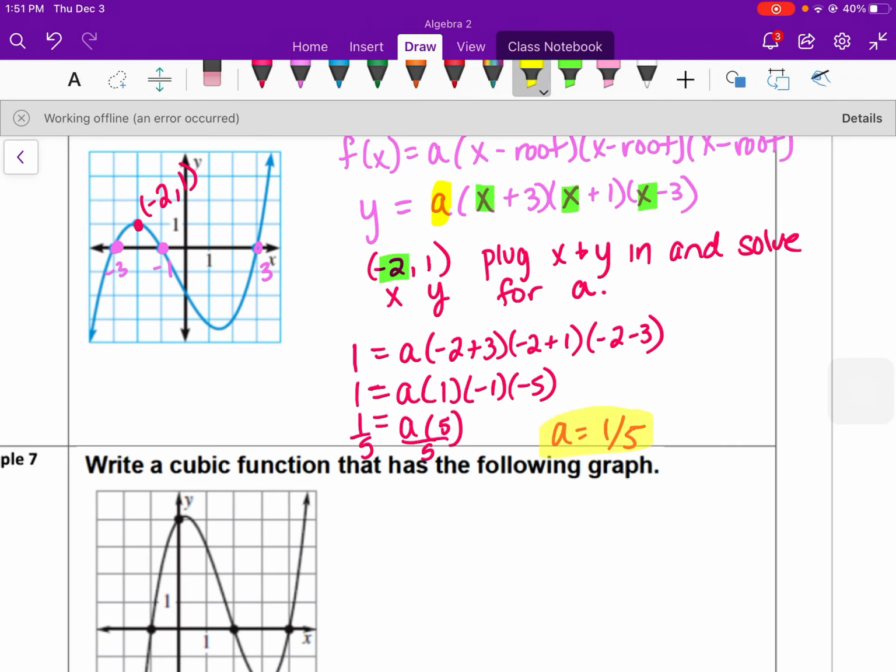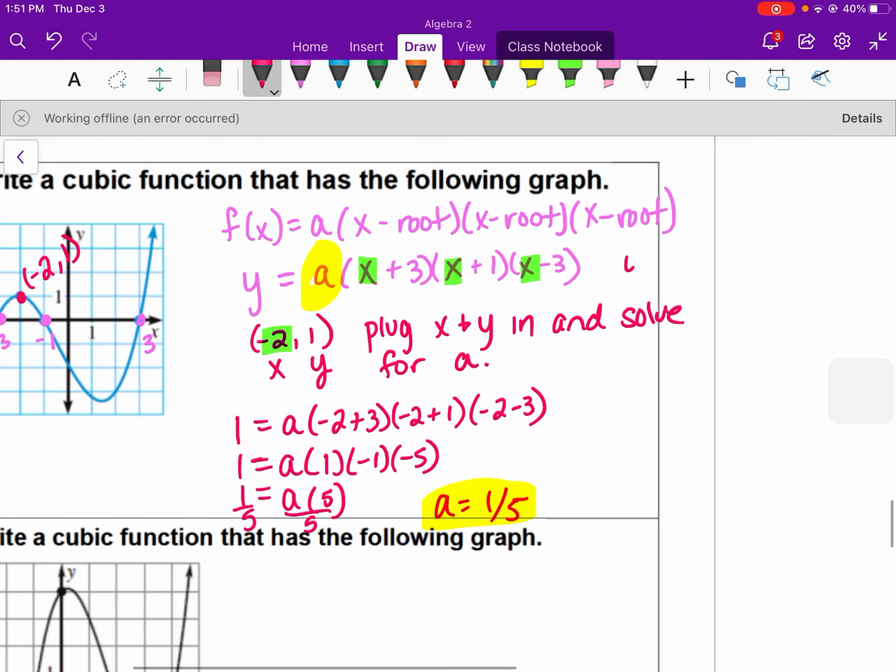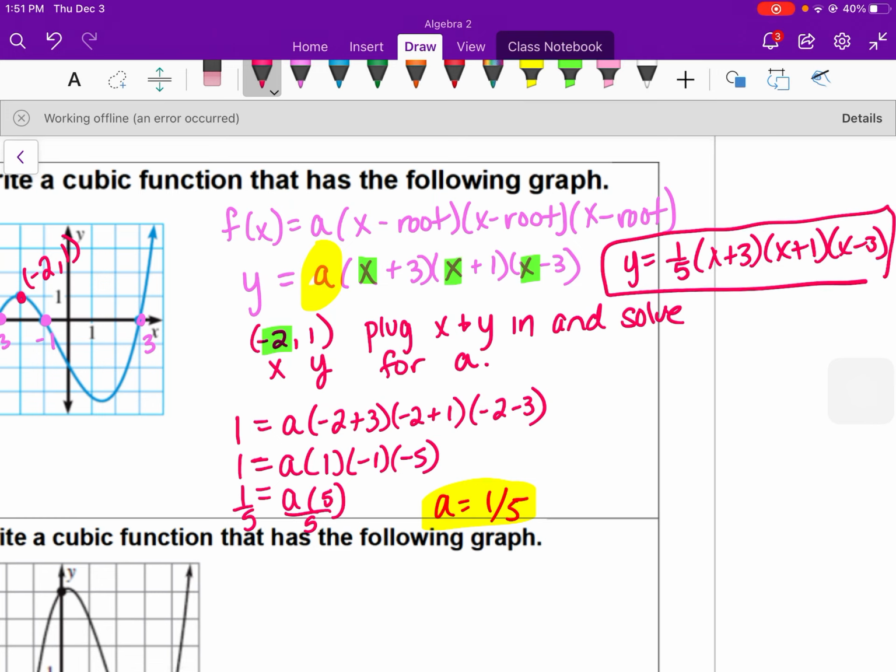So to get my final answer, I'm going to take that 1/5 and substitute it back up in here for this a, and that's your answer. So my final answer would be 1/5, and then x plus 3, x plus 1, x minus 3.